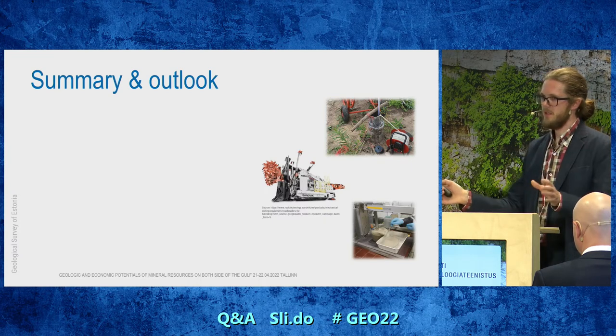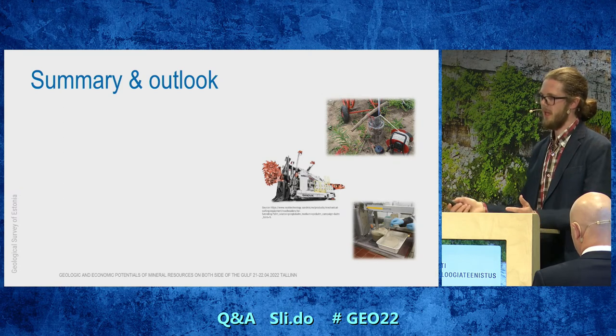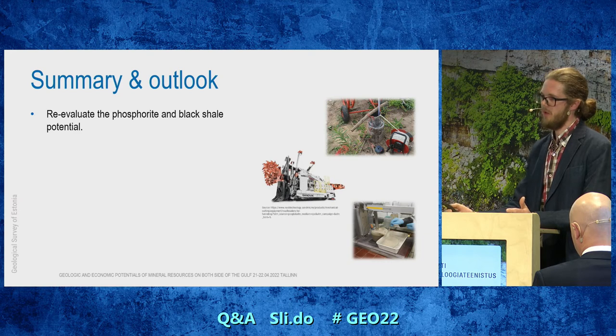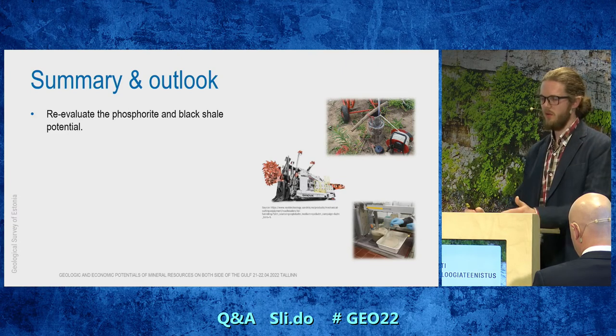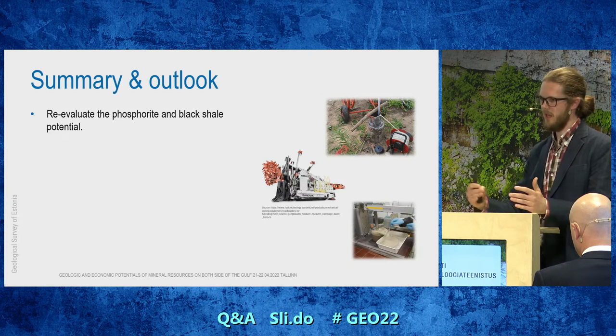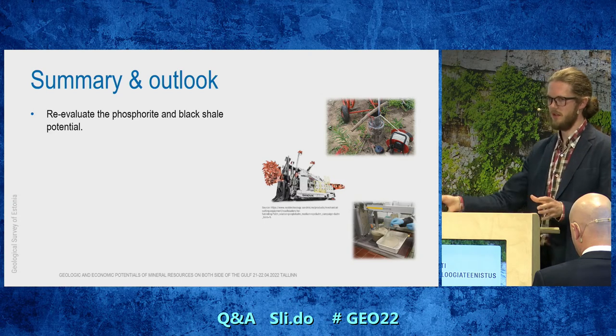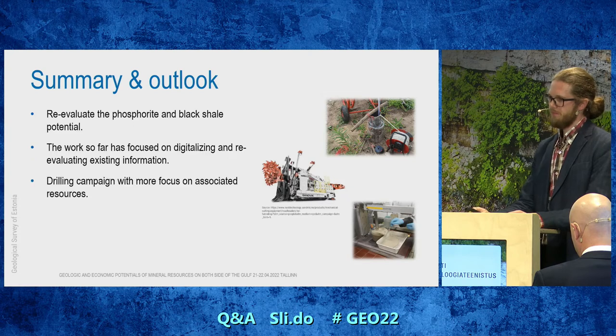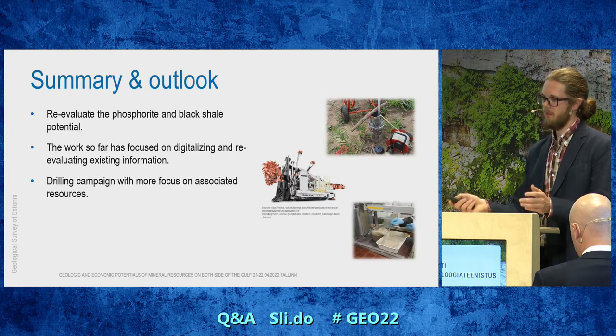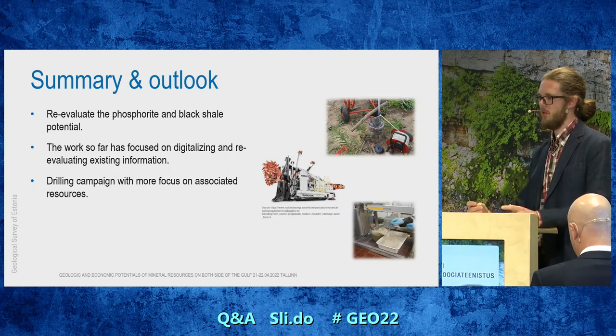And to summarize and tell something about what is going to happen later, so far, we have re-evaluated phosphorite and black shale potential. We have digitalized a lot of data. We have created the models. And importantly, we have organized the data in a manner that it can be used very easily later. It's not on paper reports anymore. And drilling campaigns have been focused more on the associated resources.